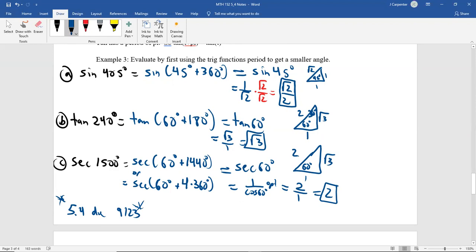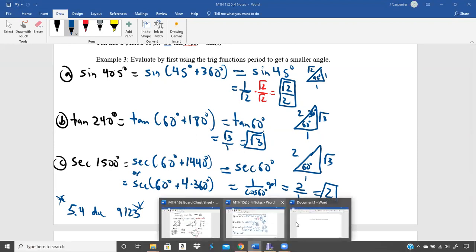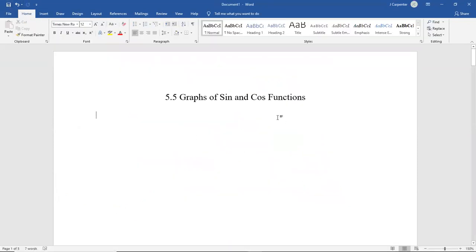And that'll take us into 5.5. Graphs of sine and cosine functions. Actually, I'm sorry if you just wrote that immediately on your paper, if you are taking appropriate notes.